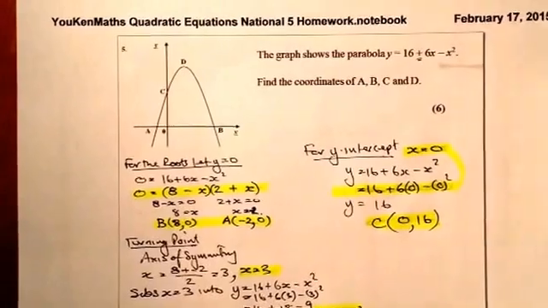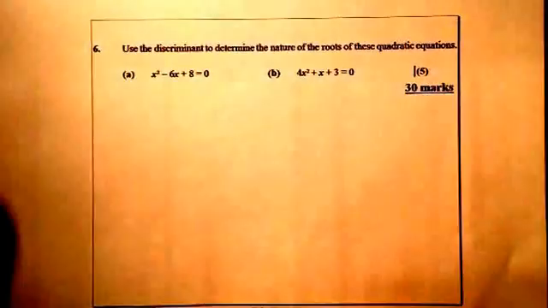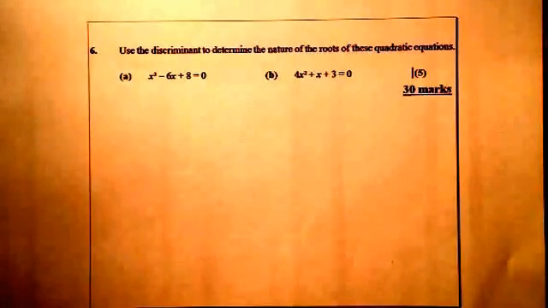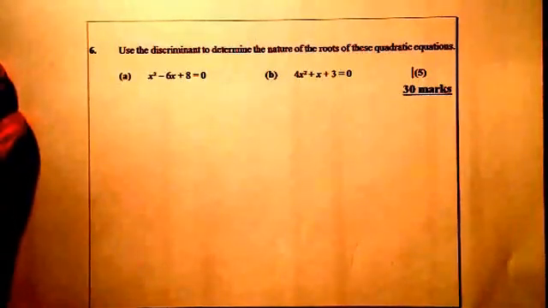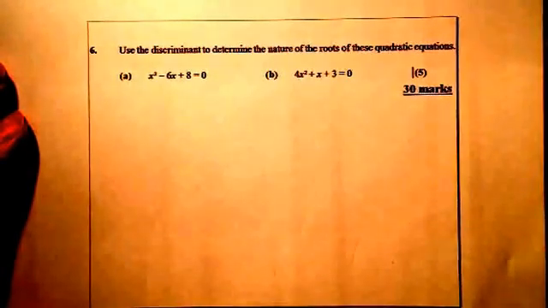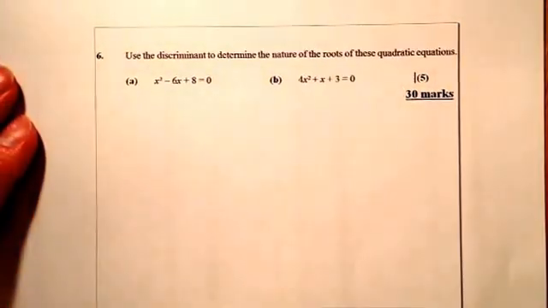Okay, on to the last question. Let's get to that one. Right then, so last question here, we'll use the discriminant to determine the nature of the roots of these quadratic equations. So remember, the discriminant is just inside the quadratic formula. It's underneath the square root, and that's what we're going to use here, and that allows us to determine the nature of the roots, if roots exist or if they don't, if there's 1 or 2 roots or none.